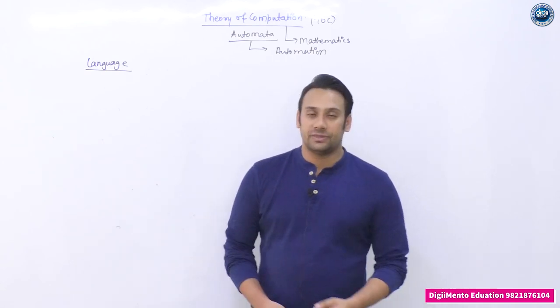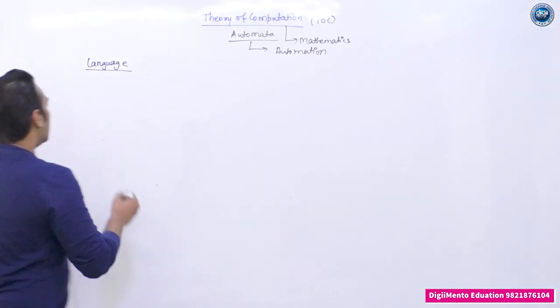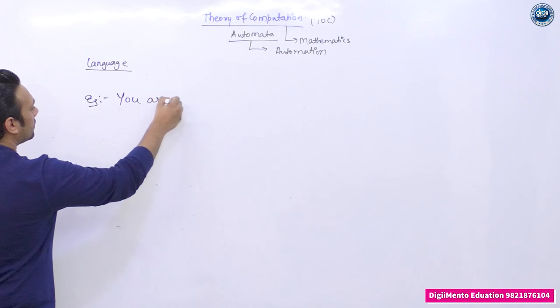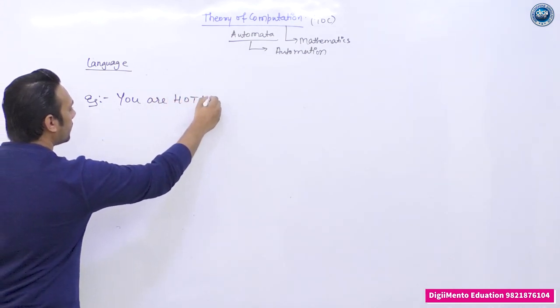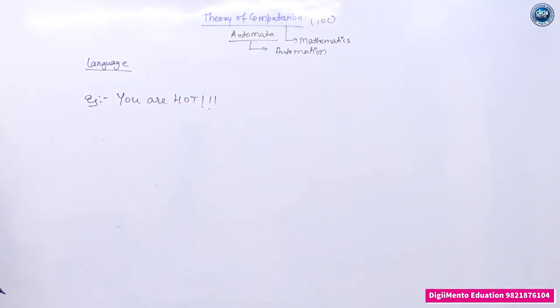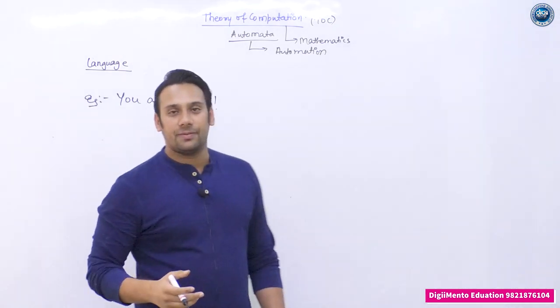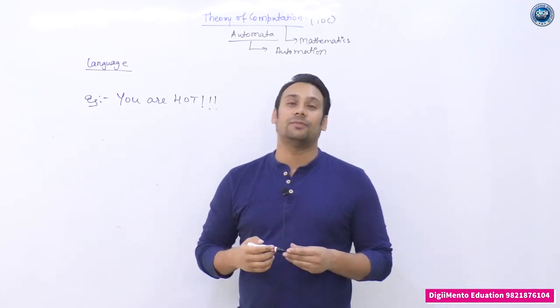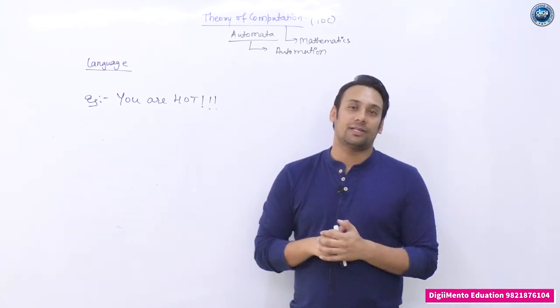For example, jaise ki agar main bolta hu, if I say you are hot, what do you mean by this? You are hot, right? Iska matlab kya hai? Iska matlab hai, if you speak to someone, right? So if I'm speaking to you, you are hot. It means कि आपका temperature काफी high है.